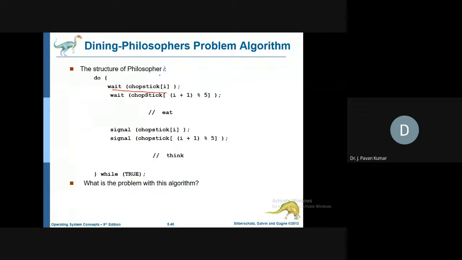You see here, the ith philosopher will be taking I. Now consider the I value as 1. Then wait of chopstick of I, that means wait of chopstick of 1. So he will be checking whether the chopstick of 1 value is greater than 0 or not. If it is greater than 0, he will take that. Then he will continue to the next instruction, that is wait of chopstick of (I plus 1) mod 5. What does it mean? I plus 1 is nothing but 1 plus 1, that is 2. 2 mod 5 is 2 itself. So he will be waiting for the second chopstick. Whenever he gets the first chopstick and the second chopstick, then he is able to eat.